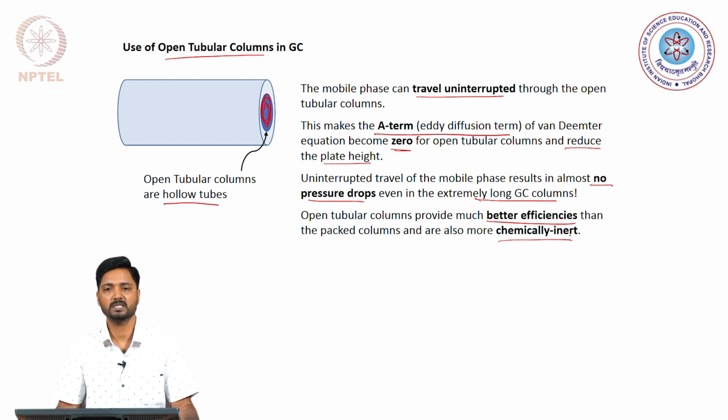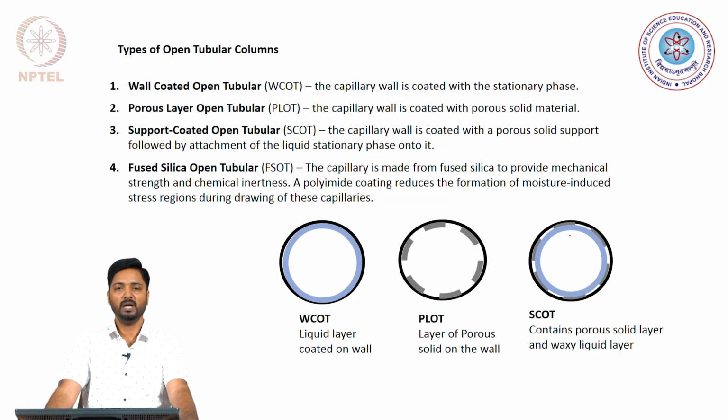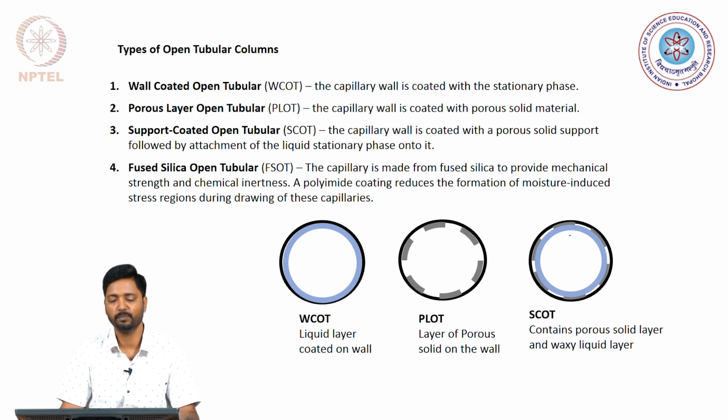So, this has indeed resulted in open tubular columns becoming the most widely used type of columns in gas chromatography systems. Now, people have also designed a wide variety of open tubular columns.